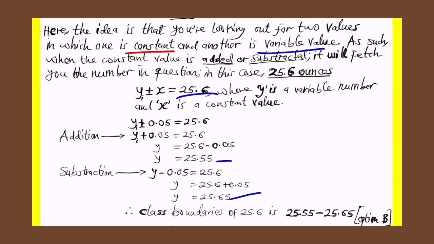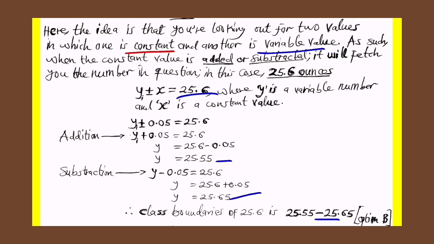You first of all take the difference between the two class boundary limits here, which is 25.55, and then 25.65. You take the difference. When you take the difference, you will get something like 0.1. And then once you get 0.1, you divide by 2. If you divide 0.1 by 2 and get 0.05, then it means that what your class boundary is right.